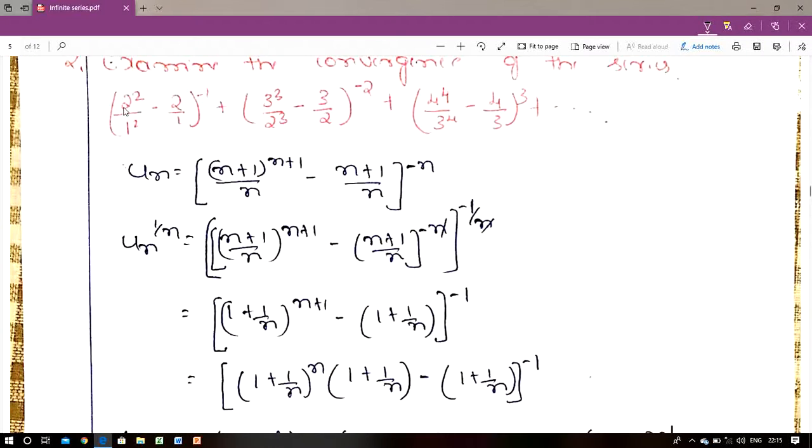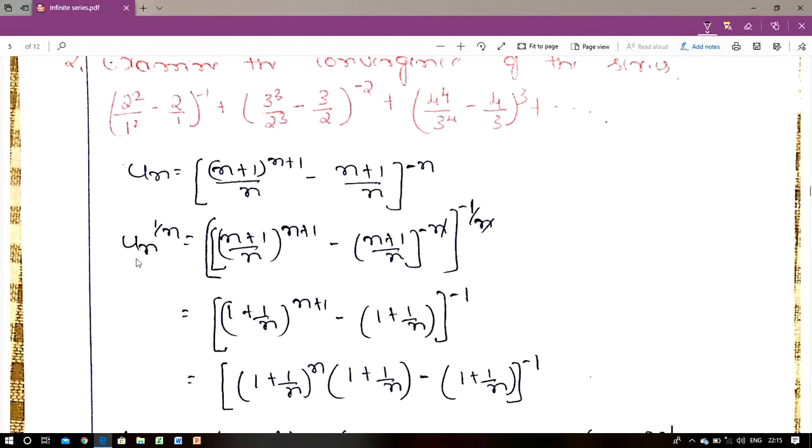See, 2, 3, 4 means the n plus 1 term. So this is 1, 2, 3, here divided by n, so whole to the power of 2, whole to the power of 3, whole to the power of 4 means whole to the power of n plus 1. So this term can be written as n plus 1 divided by n whole to the power of n plus 1, minus n plus 1 divided by n whole to the power of minus n.